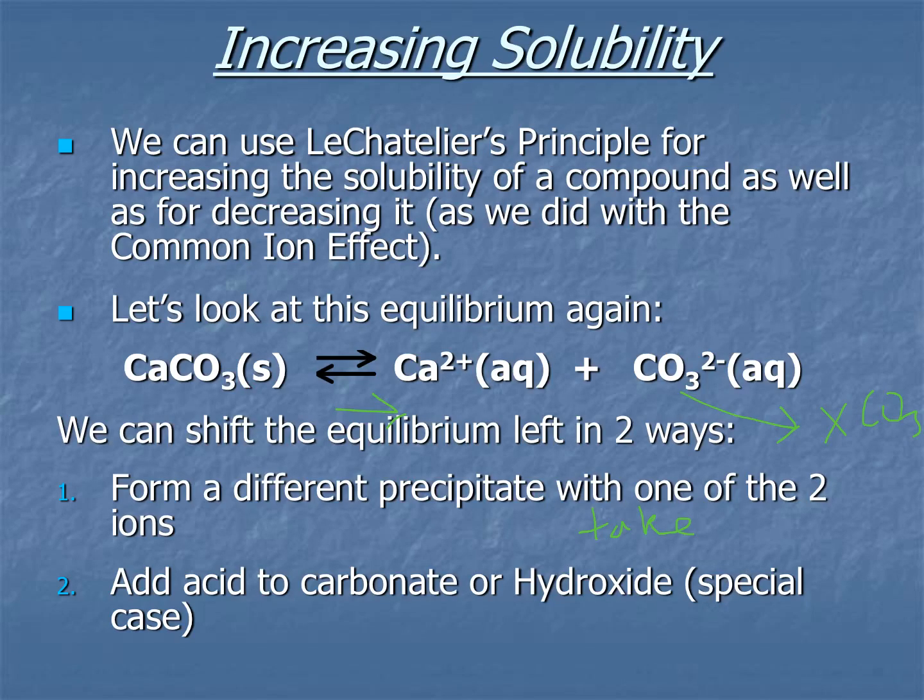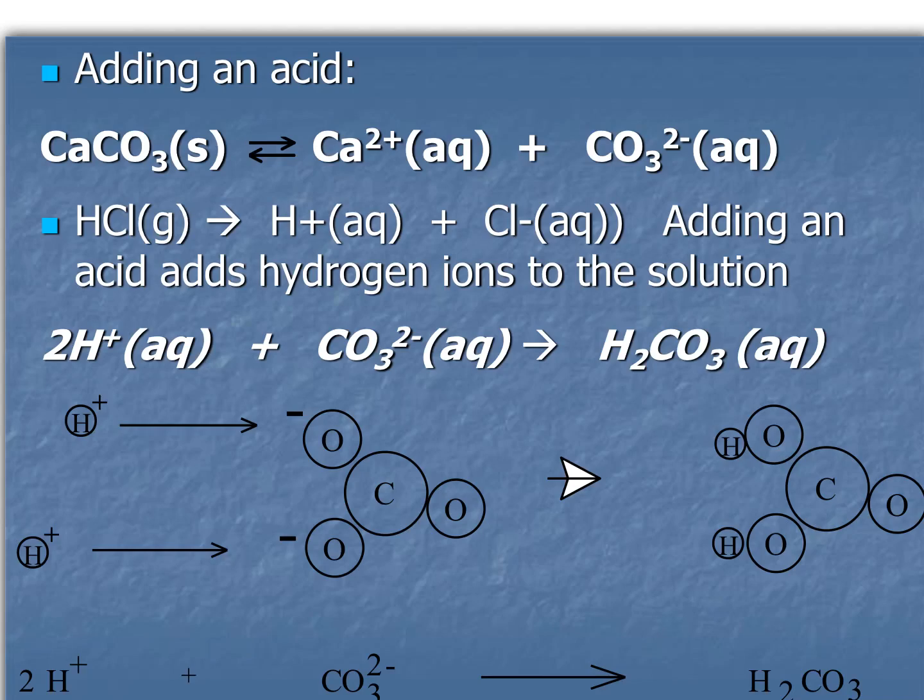We can also add an acid to the carbonate or a hydroxide. So this is a special case. We're going to look at this one next. So if I add an acid to carbonate specifically, HCl specifically, if I'm using this strong acid, it's breaking apart into its hydrogen and chlorine ions.